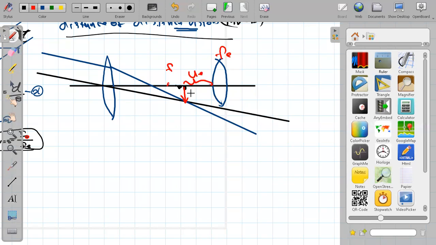UE. Now I am going to draw certain line like this and marking FE over here.